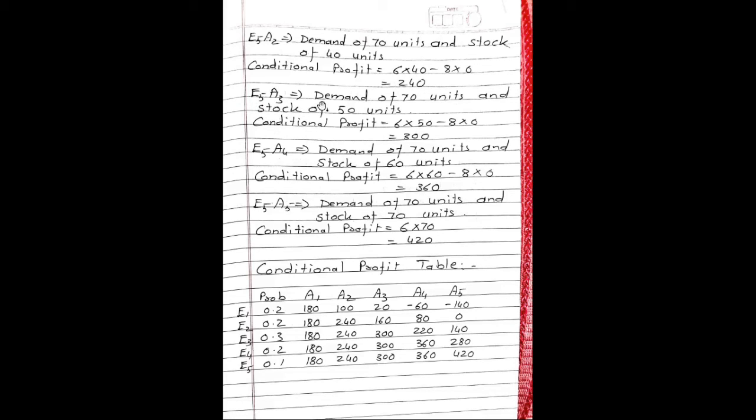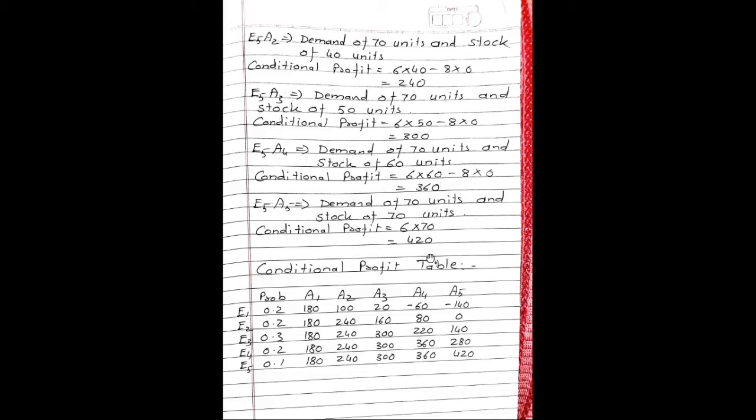E5 A3: demand of 70 units and stock of 50 units. So conditional profit is equal to 6 into 50, so that is nothing but rupees 300. E5 A4: demand of 70 units and stock of 60 units. So conditional profit is given as 6 into 60 minus 8 into 0. The answer becomes 360. E5 A5: demand of 70 units and stock of 70 units. So conditional profit is given as 6 into 70, which is nothing but 420.